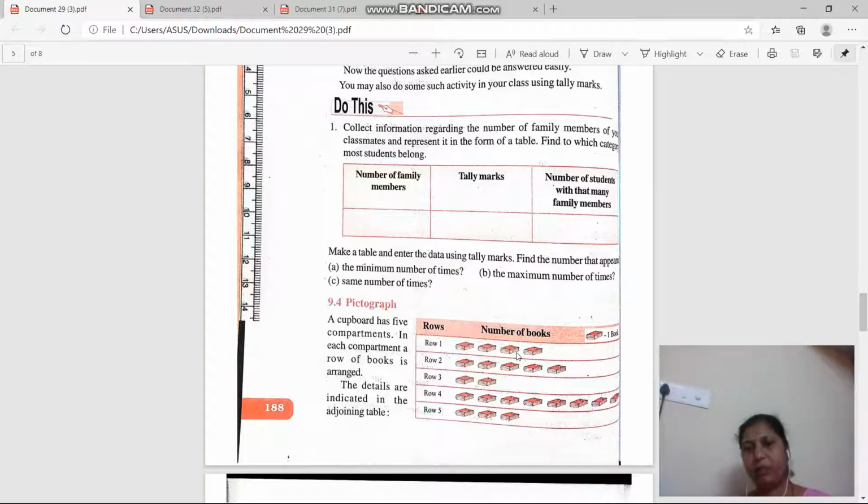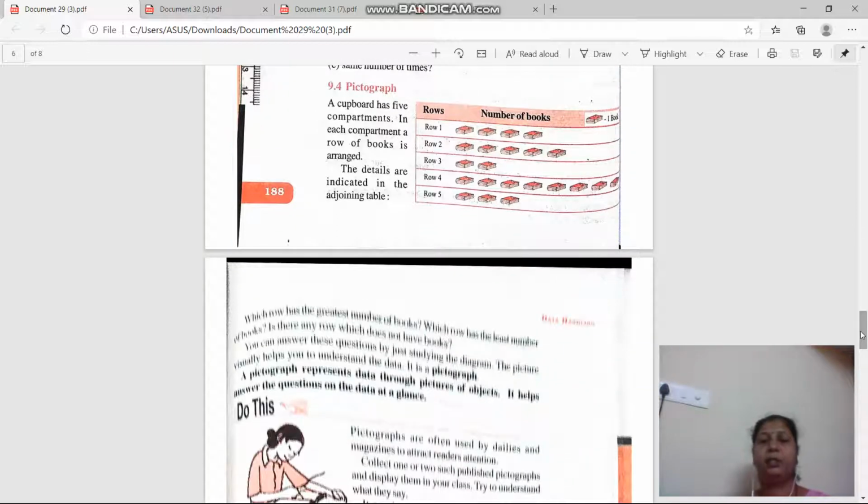picture. Okay, now here one picture of a book represents one book, but not every time. It depends; most of the time the value increases, so one picture may represent 100 books or 10 books, right? Now from this pictograph you have to give the answers. Suppose we have to answer this example. So first of all we study this pictograph.